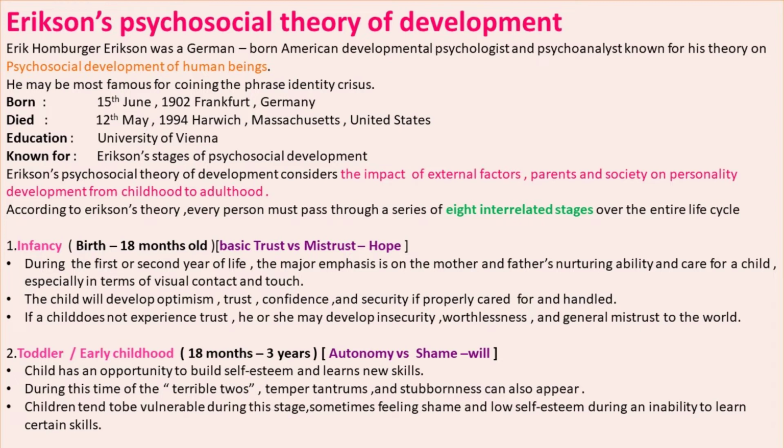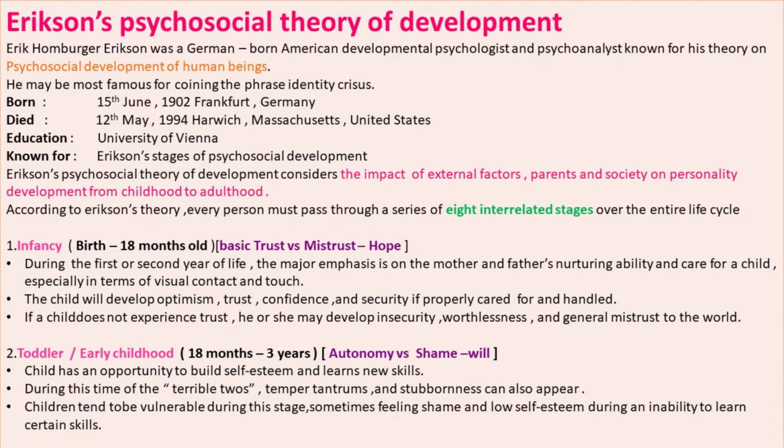Erikson's psychosocial theory of development considers the impact of external factors, parents and society on personality development from childhood to adulthood. According to Erikson's theory, every person must pass through a series of 8 interrelated stages over the entire life cycle. First one is infancy, birth to 18 months old, basic trust versus mistrust, hope.